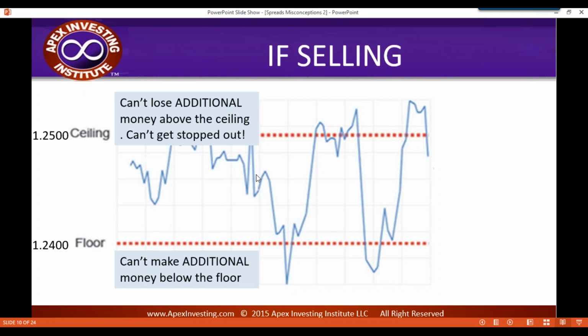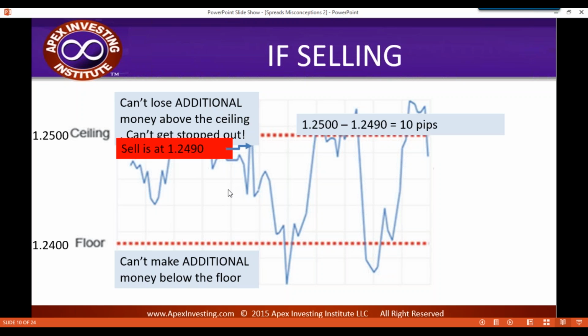But if I'm wrong and the market goes against me and it shoots up 200 pips, I cannot lose additional money above the ceiling. So the floor and the ceiling cap my profit and limit my risk. So let's take a quick example here if I was to sell. Let's say I sold at $24.90. That's the price I sold at.